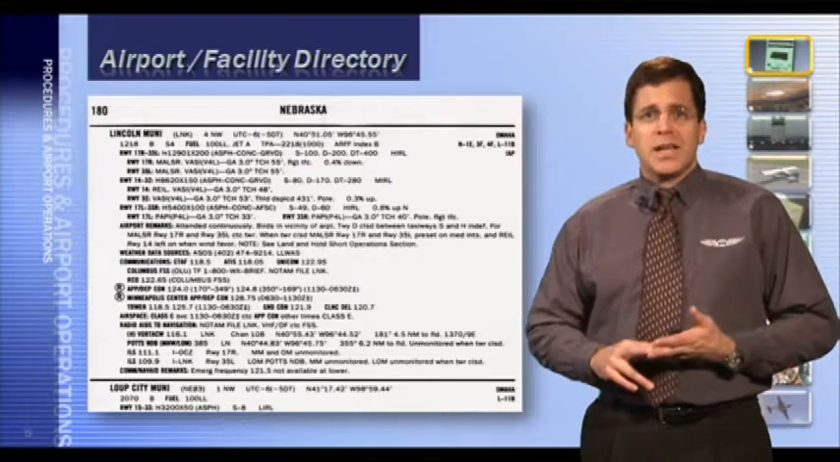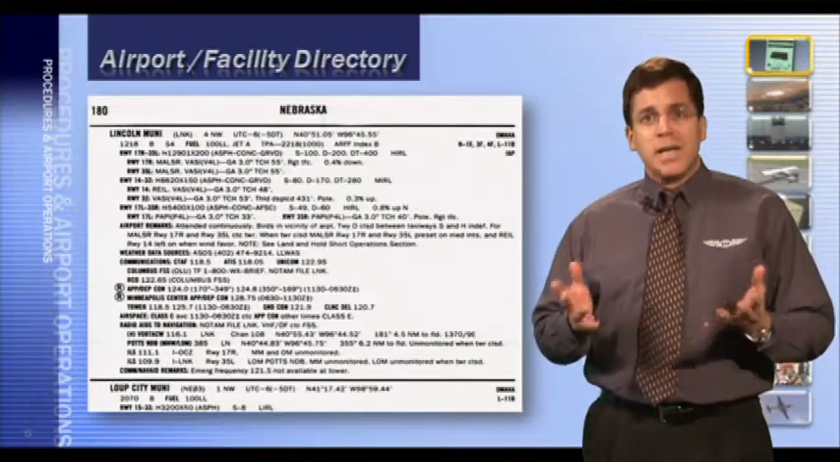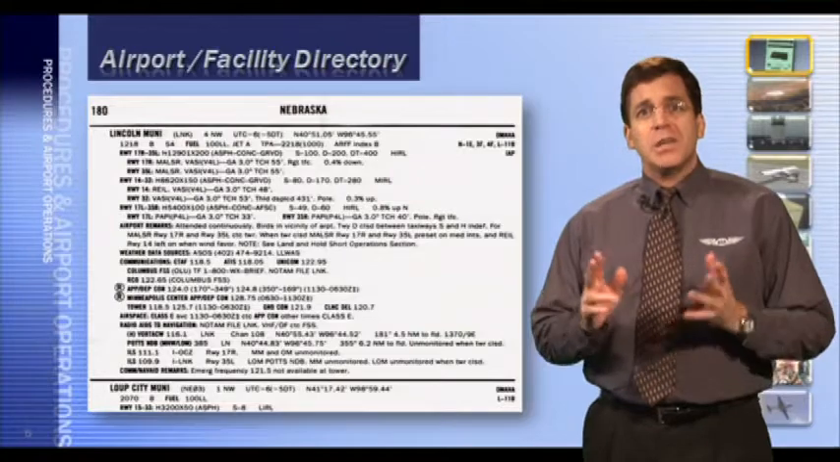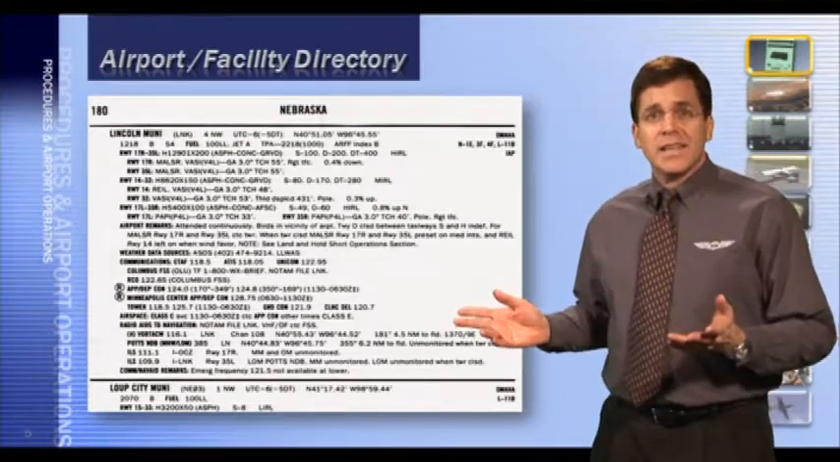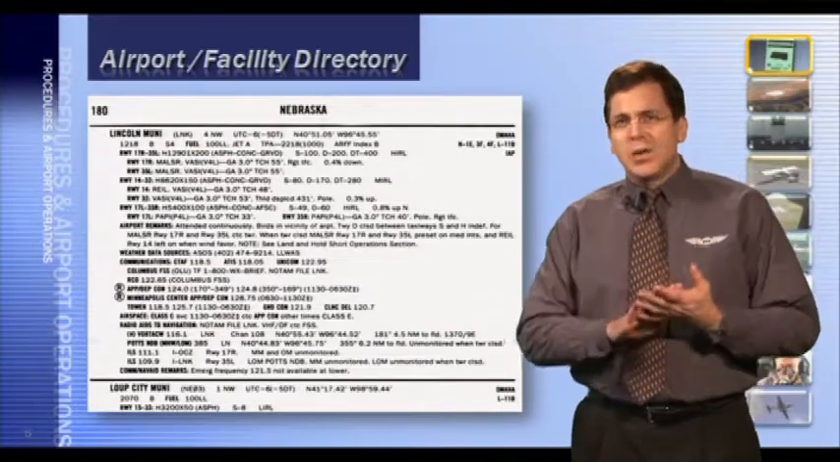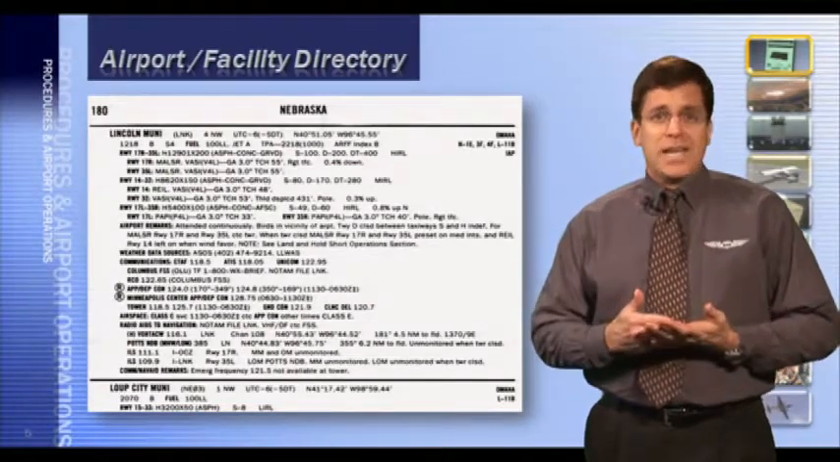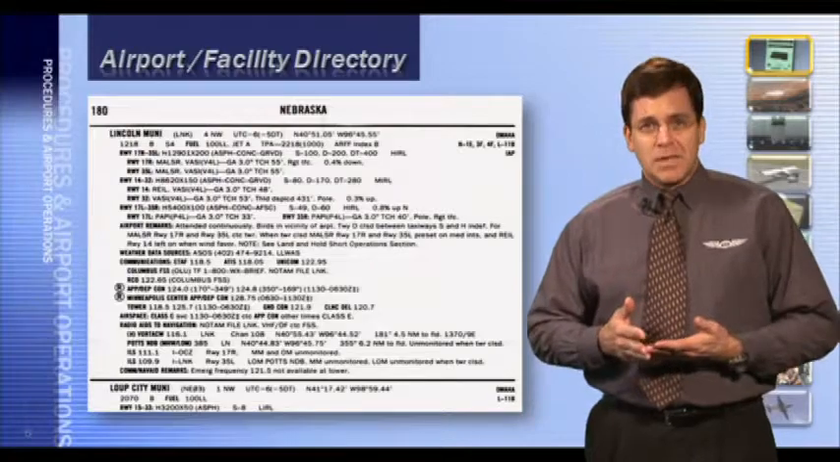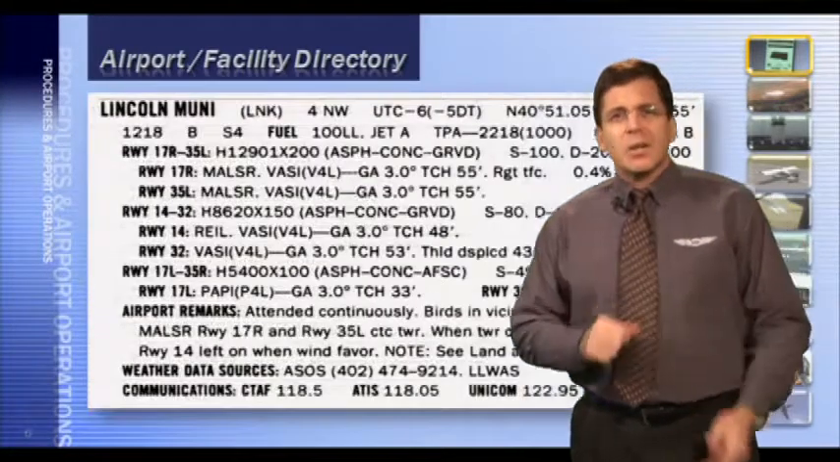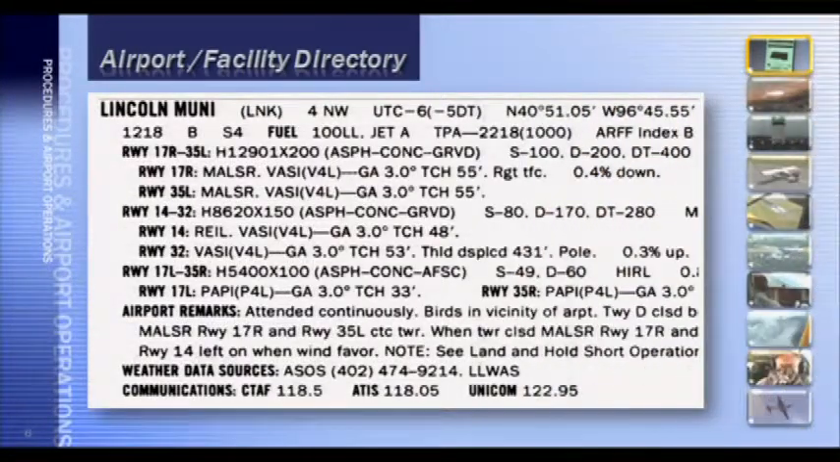Because the information in the airport facility directory uses many abbreviations and symbols, you need a legend to understand the details. Each copy of the airport facility directory includes a legend, and you'll also find a key in the computer testing supplement. Let's take a closer look at some of the essential information for a typical airport. In this case, Lincoln Municipal Airport. I'd like you to notice it's 4 miles northwest of the city.